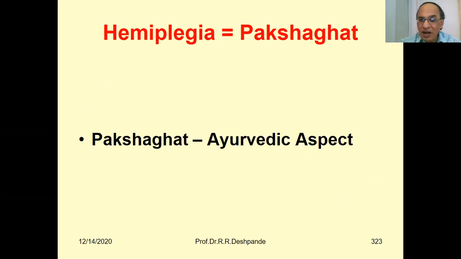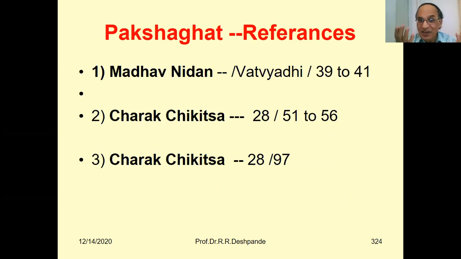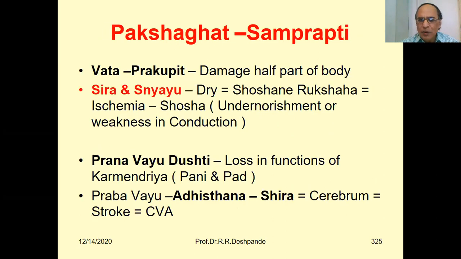Okay? Pakshaghat, Ayurvedic perspective. Madhavanidan, Vatvyadhi, these are the references. Charak Samhita, Chikitsasthan, chapter number 28, 51 to 56. Snapshot for my students: go and open these original text samhitas and read those matter. Okay? Pakshaghat samprapti, vata prakupita, vitiation of vata dosh. Vata dosh can be compared, vata pitta kapha, bioenergies. Vata is a bioenergy for all types of movements. Pitta is a bioenergy for metabolism and transformation. Kapha dosh is a bioenergy for nutrition, stability, and growth. Vata dosha activity and functions are compared with the nervous system. Pitta bioenergy activity are compared with hormones, enzymes, neurotransmitters. Yes, you are right. Okay.